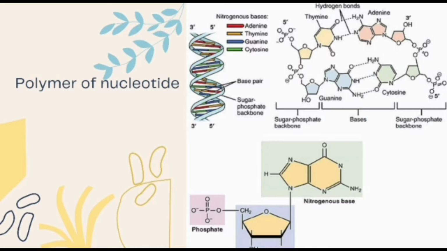The organic bases present in DNA are purines, guanine G and adenine A, and pyrimidines, cytosine C and thymine T. Purines have a double ring structure. Pyrimidines have a single ring structure.